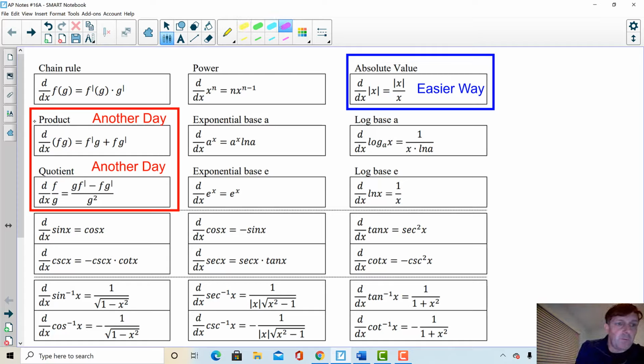Now I want to point out that we're going to save the product rule and the quotient rule for another day. And for the absolute value rule, we actually have an easier way of doing that. So we're not going to be using this rule really. We have a better way of doing it.